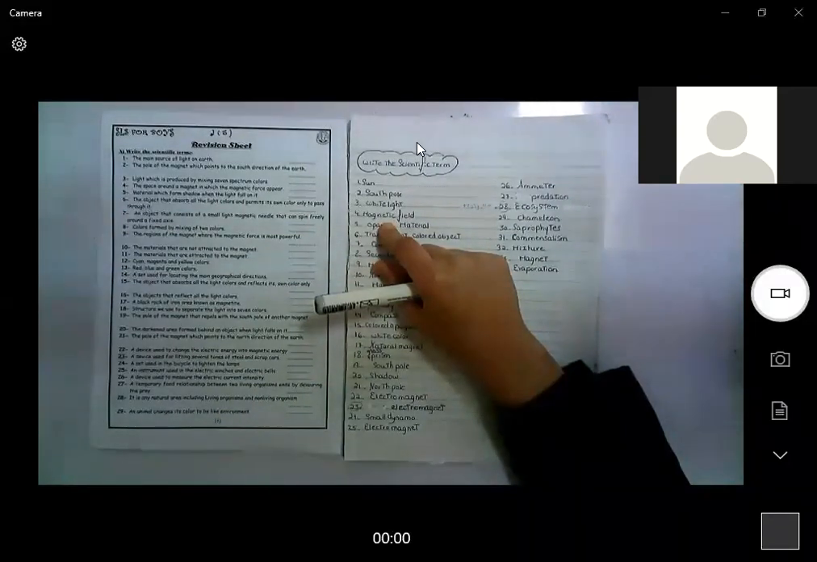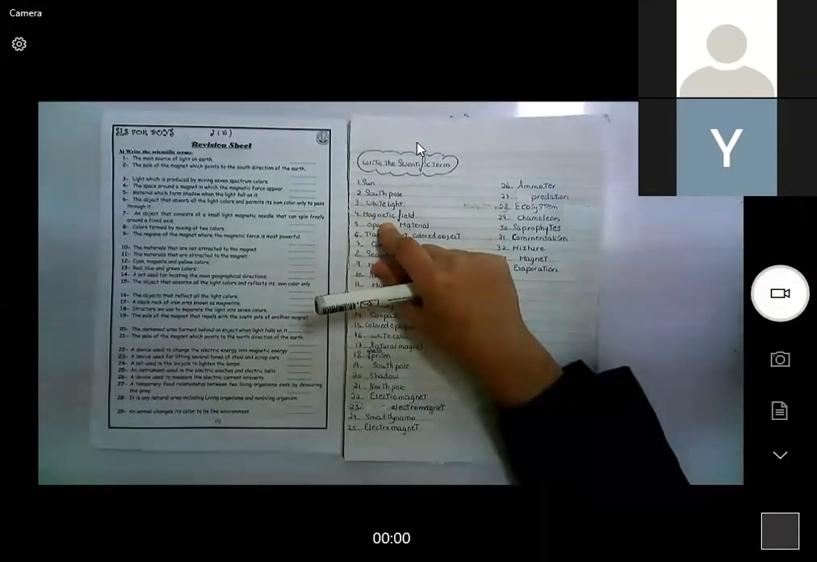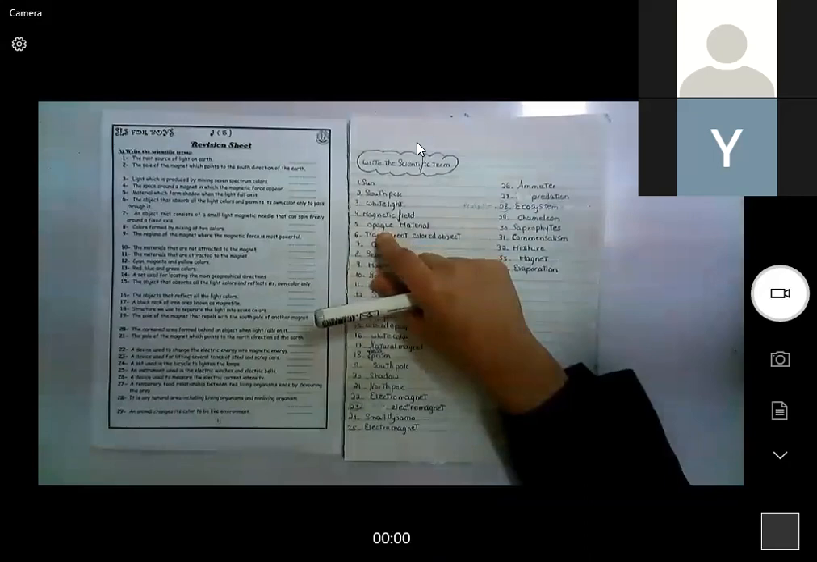5, material which forms shadow when the light falls on it. The name of the material, of course, you know you have 3 types of material: transparent, semi-transparent, and opaque. But when I ask you the material which forms shadow, you have to write opaque.